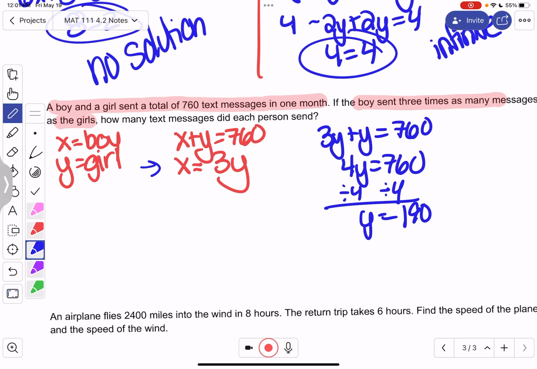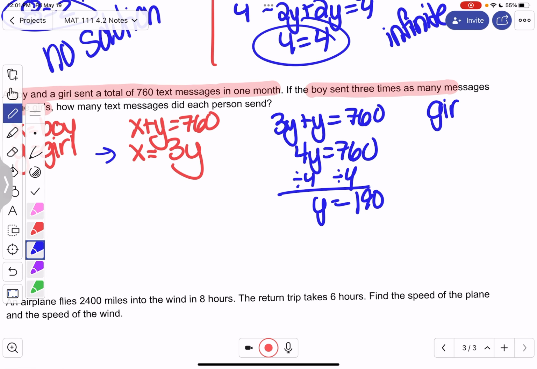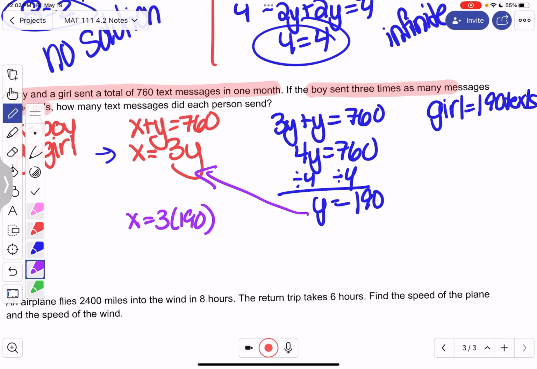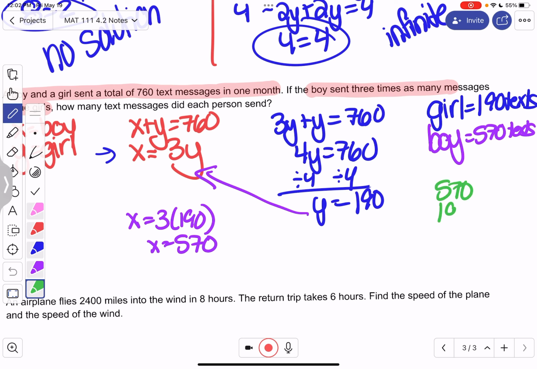Y is the girl, so this tells us the girl sent 190 texts. To find the boy, we plug it back in. Let's plug it right in here. X equals 3 times 190, which tells us that X equals 570. So that means the boy did 570 texts. How can we check it? Well, we can add them together. 570 plus 190 gives us 760.